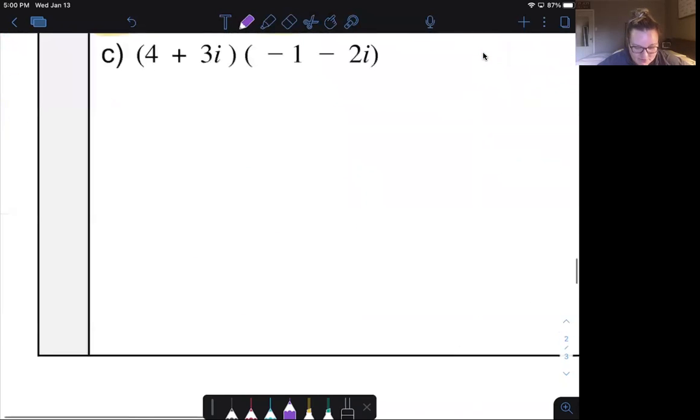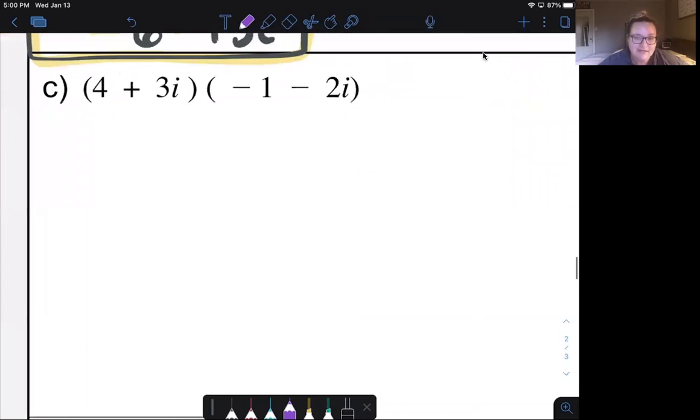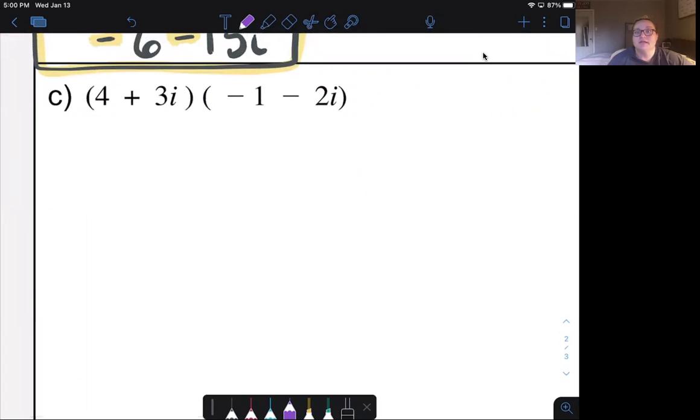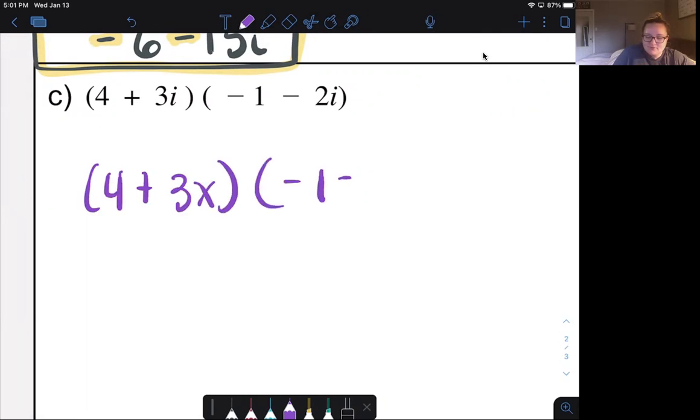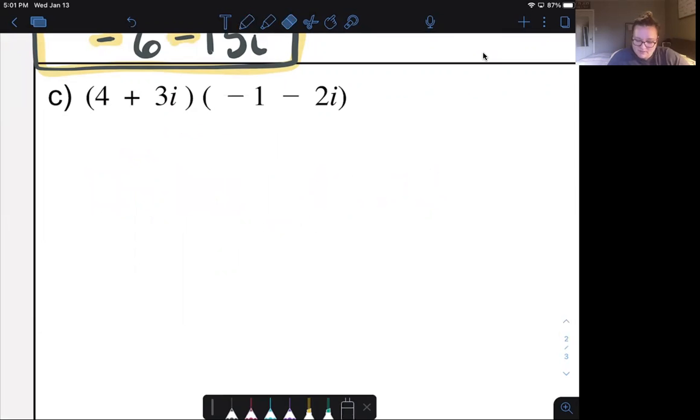All right, let's do part C. So part C, 4 plus 3i times negative 1 minus 2i. Now, you might be like, oh no, this looks scary, but stay calm. It's going to be okay. What would you do if this said 4 plus 3x times negative 1 minus 2x? Wouldn't you just start distributing the 4 to both of those parts and the 3x as well? That's exactly what we're going to do here. We're going to distribute, multiply, simplify. It's going to be okay.